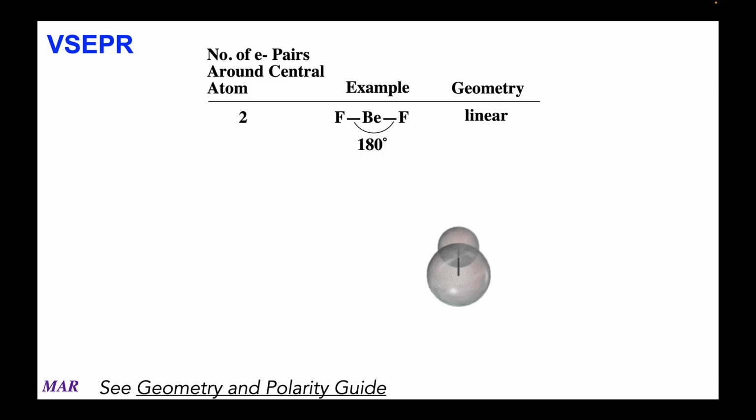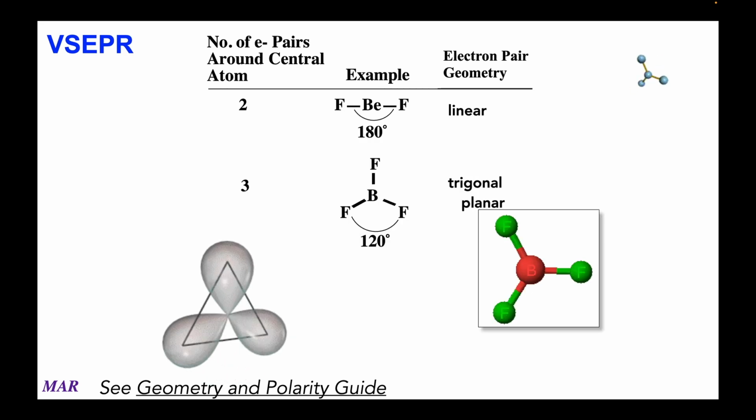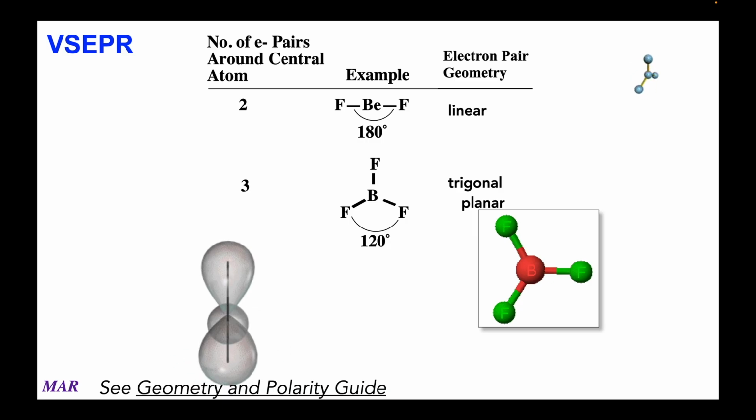So in that rotating sphere right there, the middle of those two lobes, that would be the beryllium, and then the lobes represent the two fluorines, and they want to be as far apart from each other as they can. Sometimes, though, you have a central atom with three pieces around it, like boron trifluoride we looked at earlier.